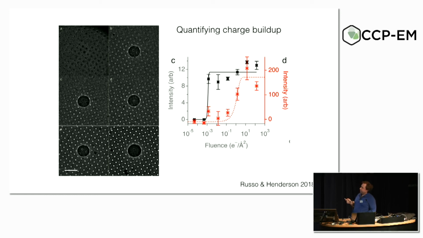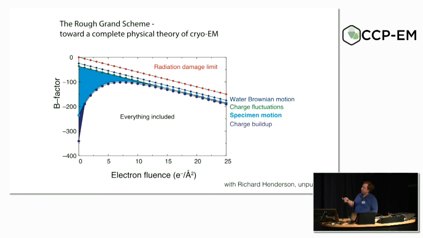And the interesting result here is that the charge builds up on the specimen in 10 to the minus 3 electrons per angstrom squared. Certainly by 10 to the minus 4, it's already built up. So that's why this curve here is so steep. So this still may be an issue, but we think it's happening so fast that if it's reaching some sort of steady equilibrium state, then we won't need to worry about it as much as we once thought we did. Okay.